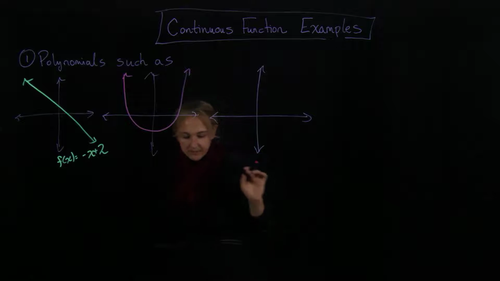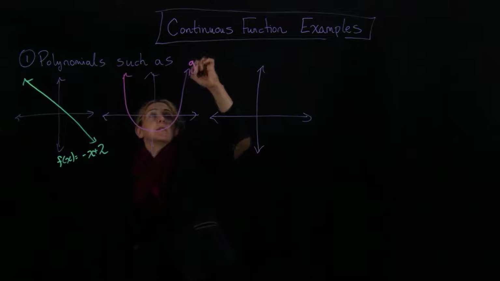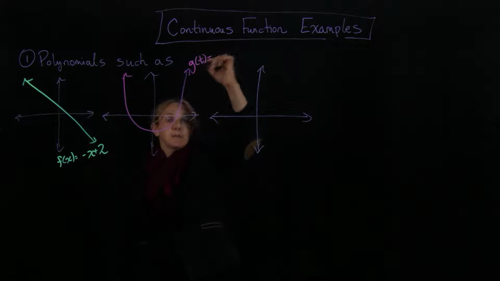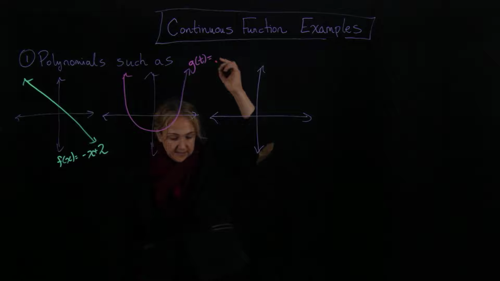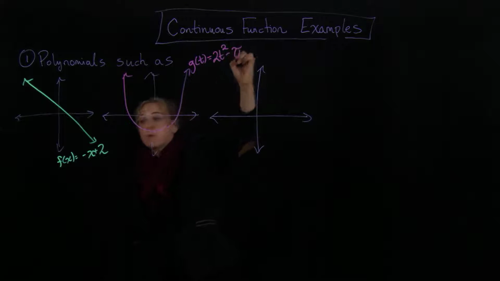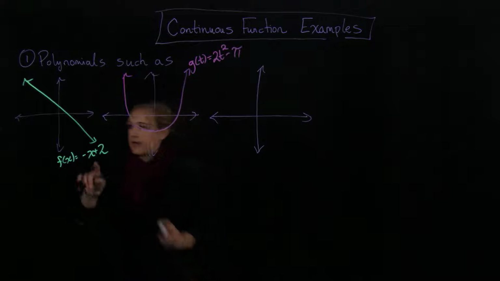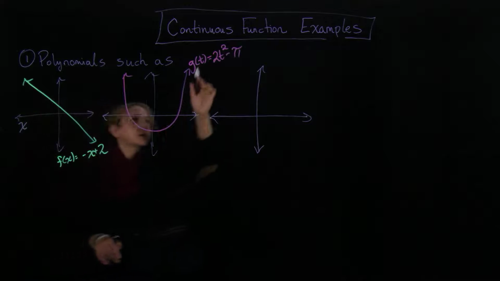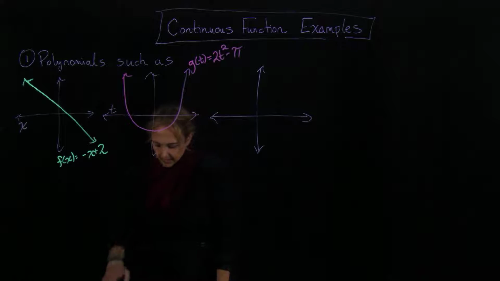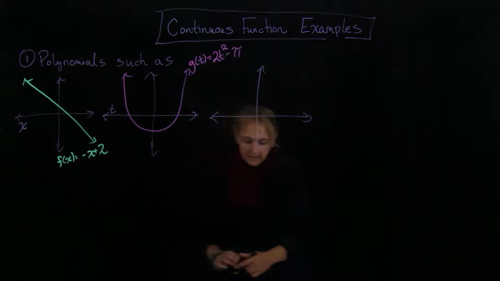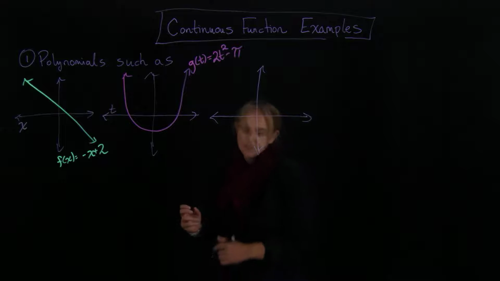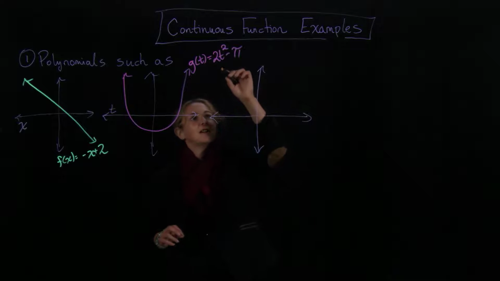Maybe this is g of t equals 2t squared minus pi. Nobody says that our axes have to be x and y, or that our inputs are x. From this one, my inputs are t, so I'm going to label my horizontal axis t. And then for this one, I'm going to have my input be w.